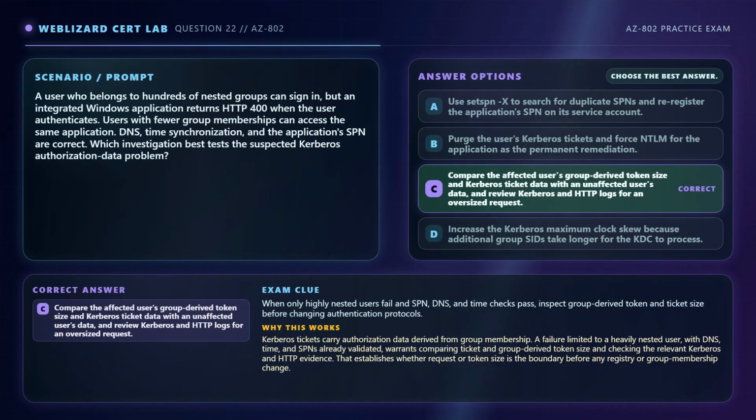Kerberos tickets carry authorization data derived from group membership. A failure limited to a heavily nested user, with DNS, time, and SPNs already validated, warrants comparing ticket and group-derived token size and checking the relevant Kerberos and HTTP evidence. That establishes whether request or token size is the boundary before any registry or group membership change. When only highly nested users fail and SPN, DNS, and time checks pass, inspect group-derived token and ticket size before changing authentication protocols.